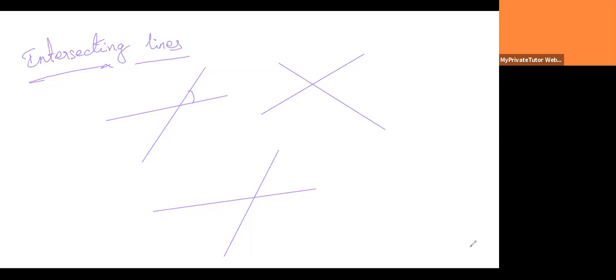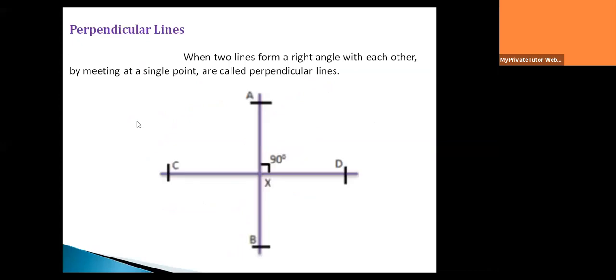So let me share the definition if I have any. Just give me a second. Okay. So these are perpendicular lines. I think you guys understand. When two lines form a right angle with each other by meeting at a single point, that's what you can see in the diagram.